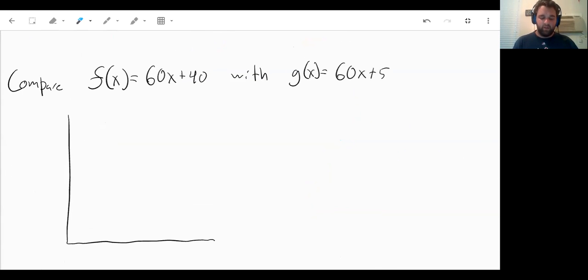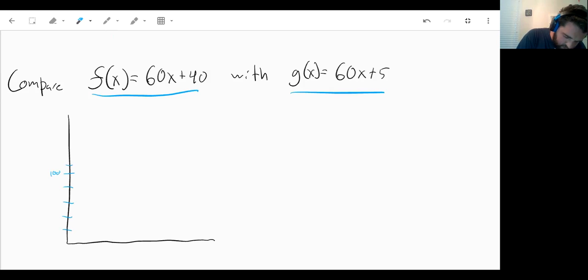So we need to compare this function with this function. Well, this one has a y-intercept of 40, and it's going up by 60. So let's go up by 20s. So 20, 40, 60, 80, 100. And 1, 2, 3, 4, 5, 6, 7. So we're going up by 1s across our x-axis, up by 20s on our y-axis.